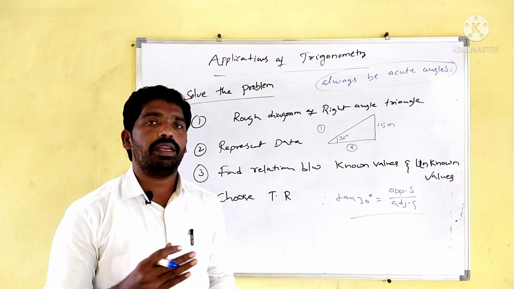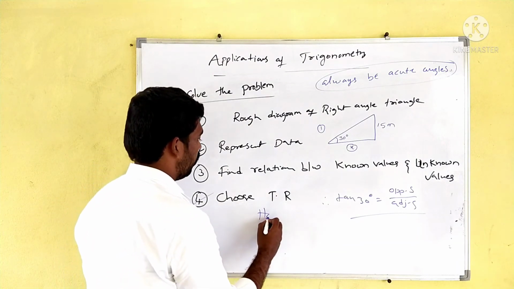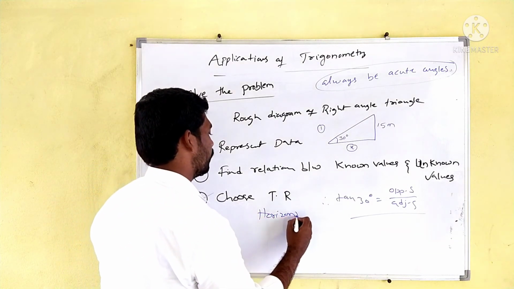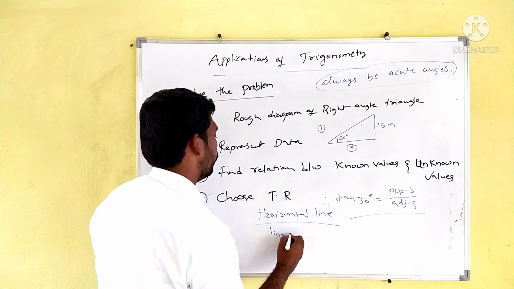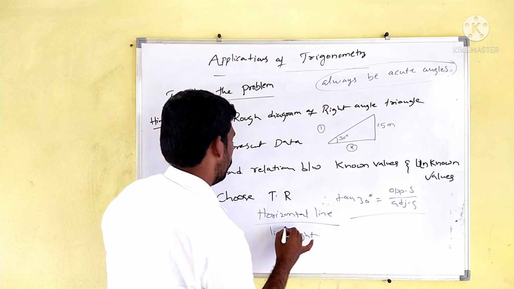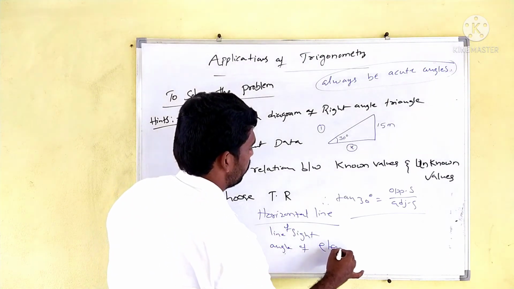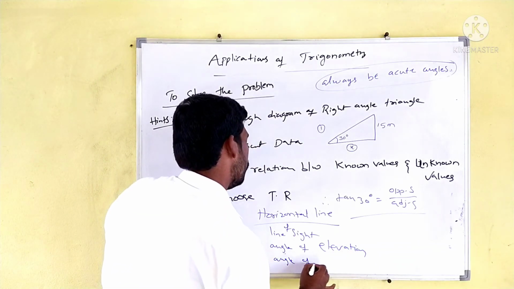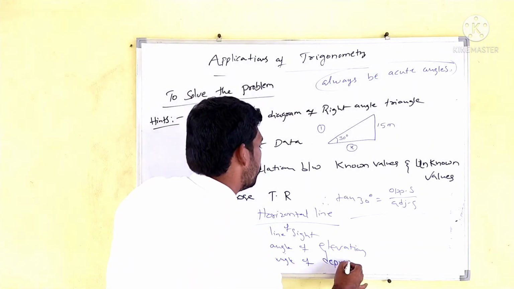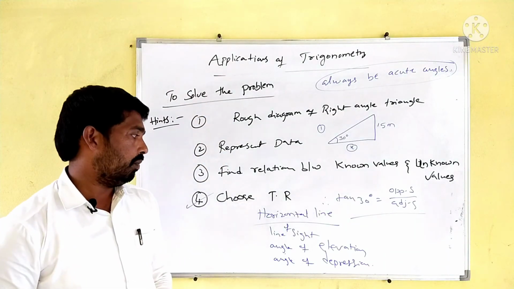This is the basic class and basic terminology. If you know it, then we can do problems very easily. So once again: first, the horizontal line; second, the line of sight; third, angle of elevation and angle of depression. These four terms are very important.